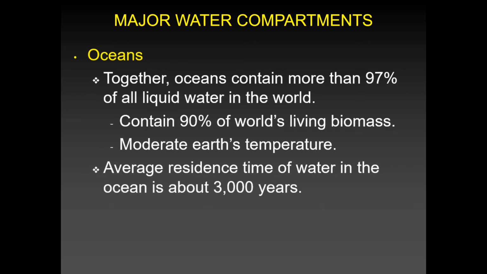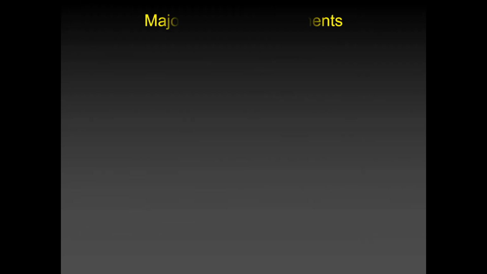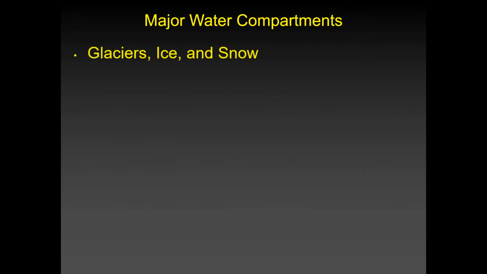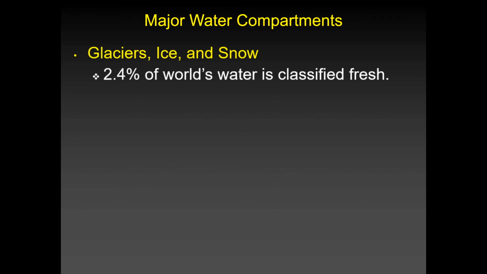Average residence time of water in the oceans is about 3,000 years. This means that if you track an individual molecule of water, it spends about 3,000 years in the oceans before it cycles out. Another one that's kind of overlooked is glacier ice and snow. I think it's been brought into the public eye recently with global warming and the ice caps releasing large icebergs that are then melting.